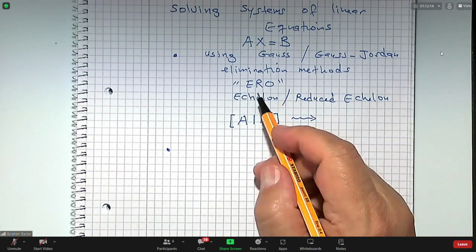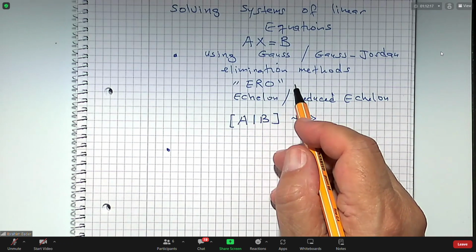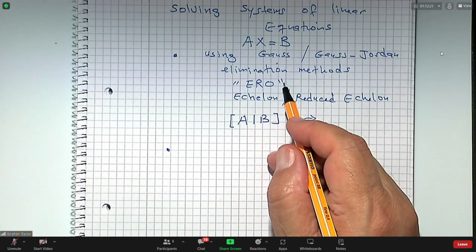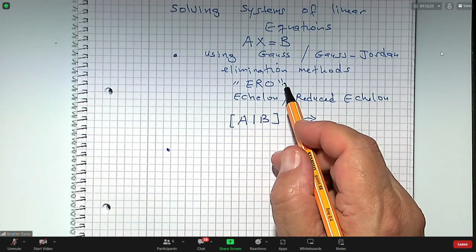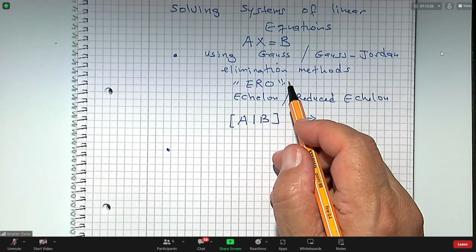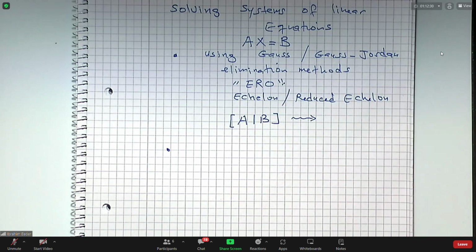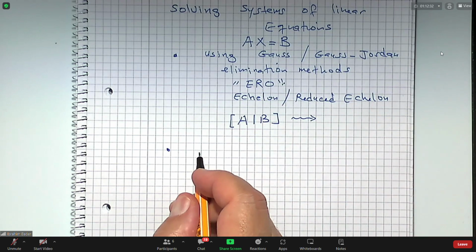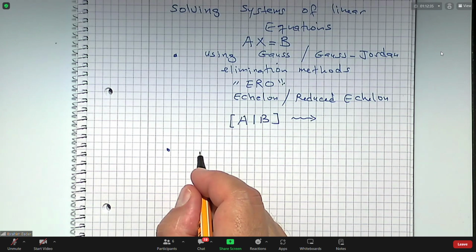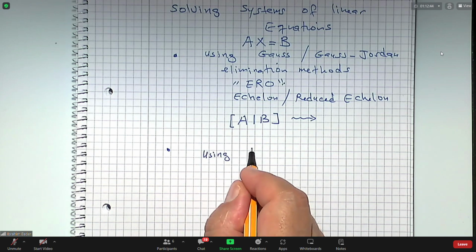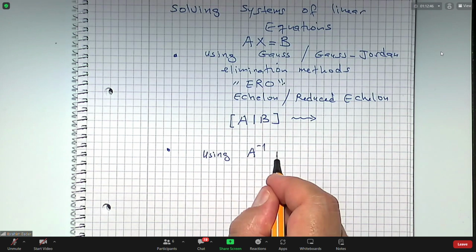And by the way, the elementary row operations, the three operations we had, are adding or subtracting two rows from each other, multiplying or dividing by a non-zero number, and the third operation is simply swapping the order of the rows. Now, the second method we learned, and today we had exercise number 2 in the worksheet this morning, is using the A inverse method.